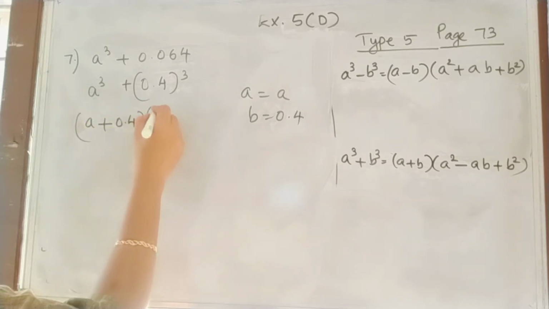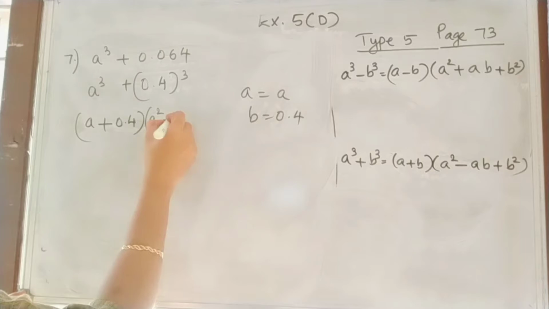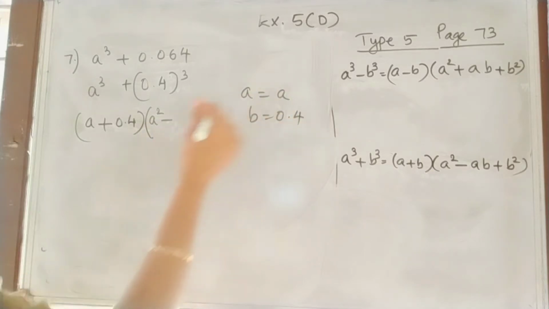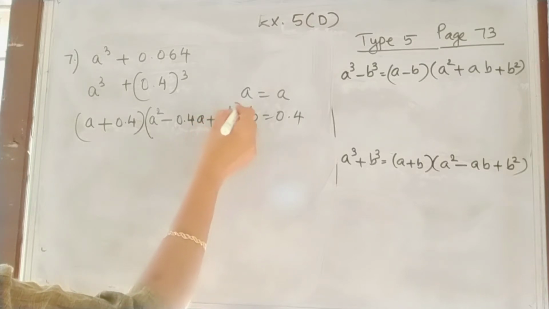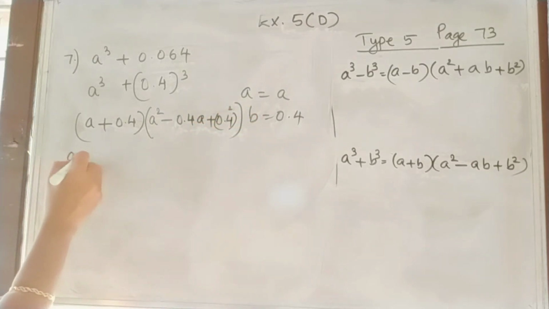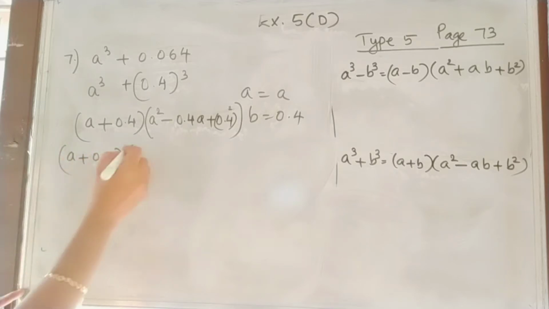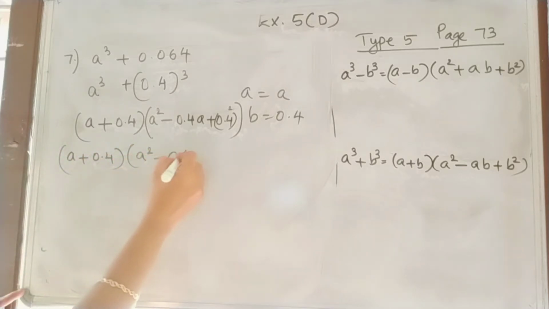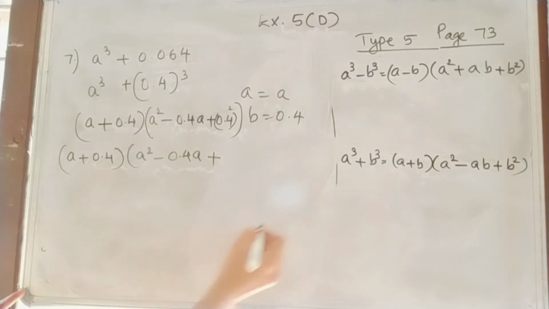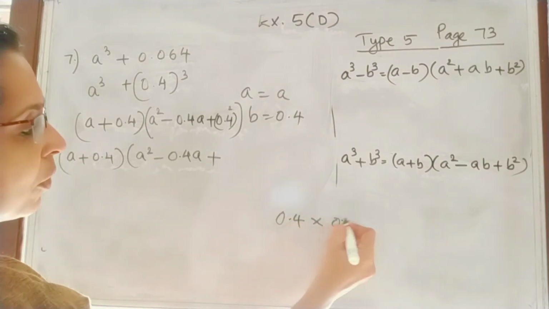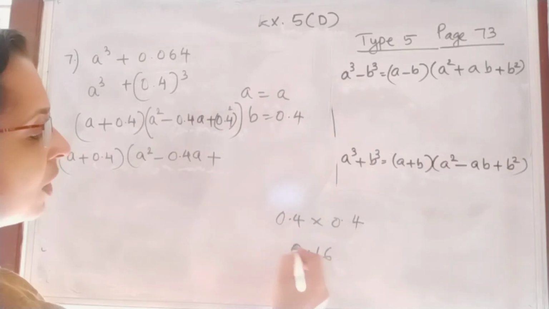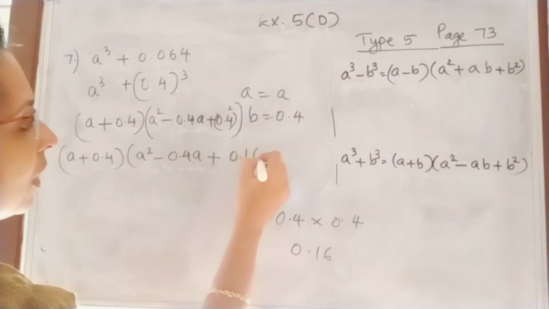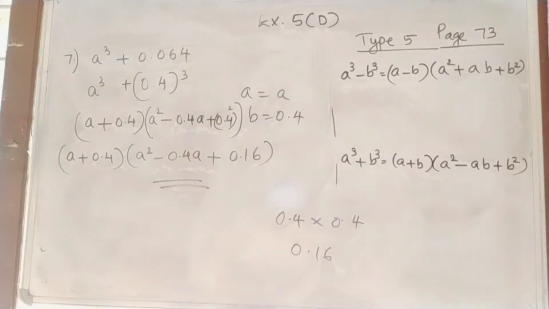A cube plus B cube is A plus B, that is A plus 0.4, into A square minus AB, that is 0.4A, plus B square, that is 0.4 square. So A plus 0.4 into A square minus 0.4A plus 0.4 into 0.4 is what? 4 4s are 16. We have to remove 2 decimal places. So 0.16. That is the answer.